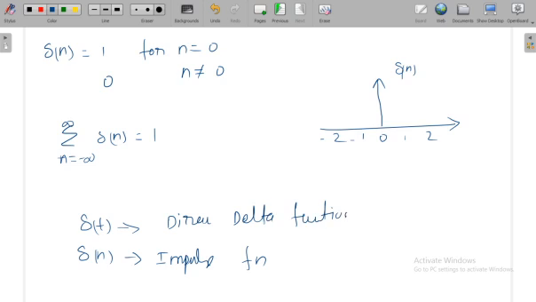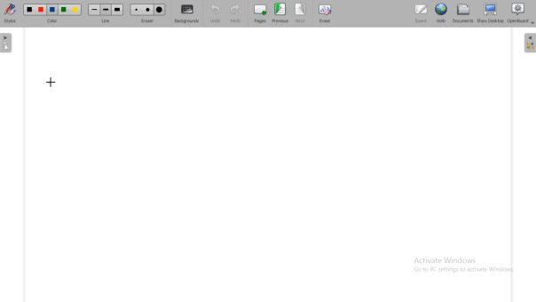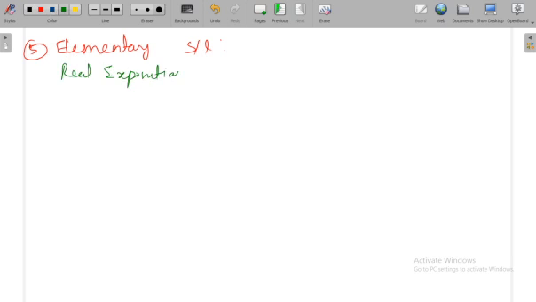Then next are other basic signals, elementary signals. Say for example, if you are having a real exponential signal, real exponential. Because an exponential signal can be imaginary also, you might have heard e power j theta like that. But here we are discussing real exponential.